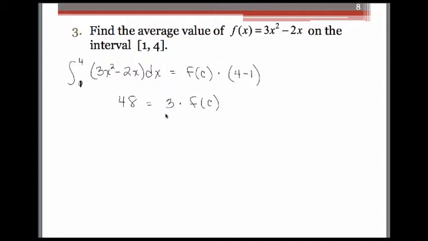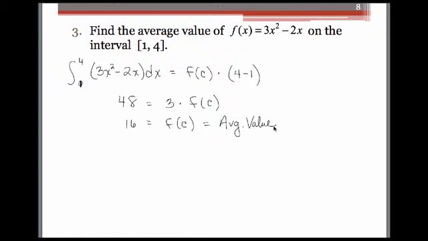So if we divide both sides by 3, we get 16. So that's your f of c. That's the height of the rectangle. That's your average value. What that means is, if we were to draw this out as we did the other mean value theorem for integrals problem, the height of the rectangle is going to be 16.